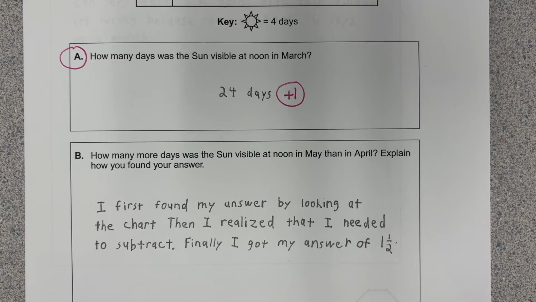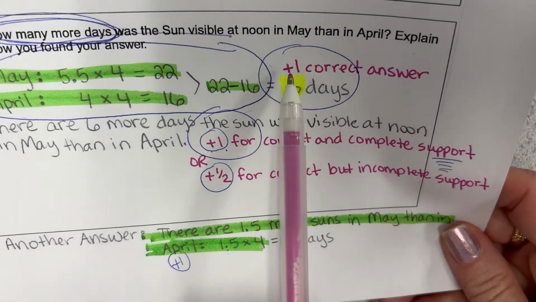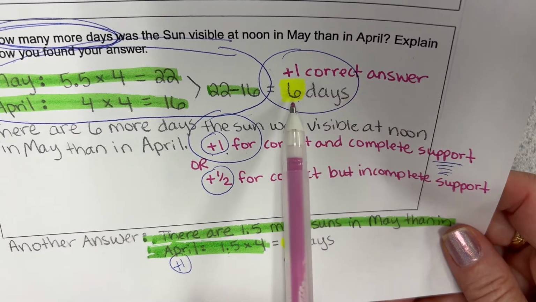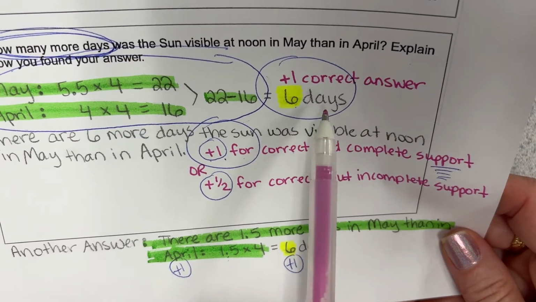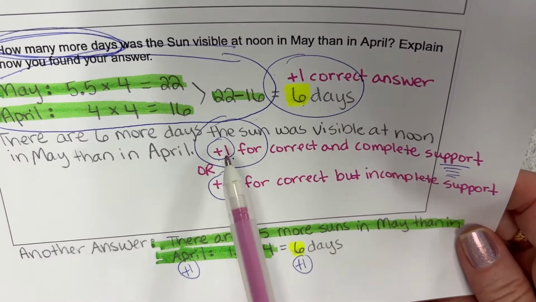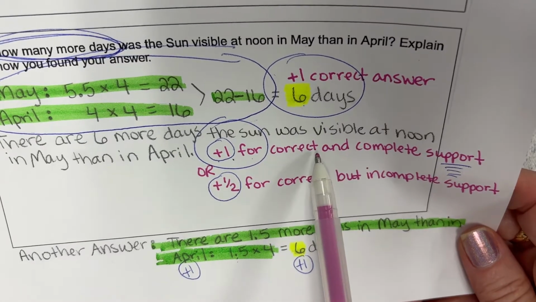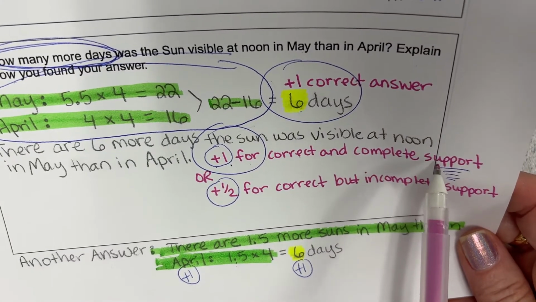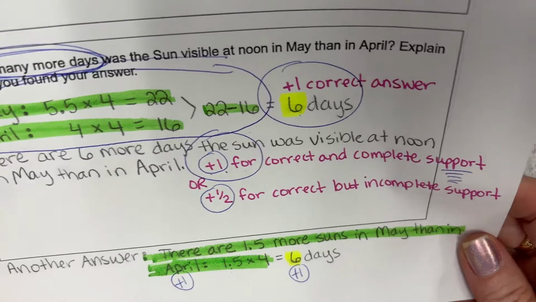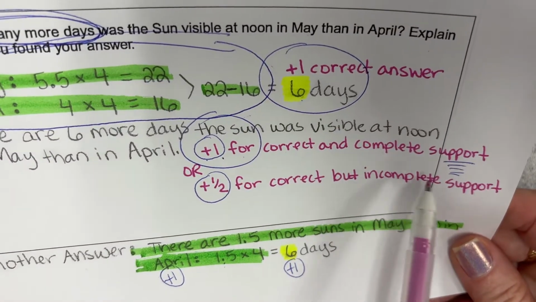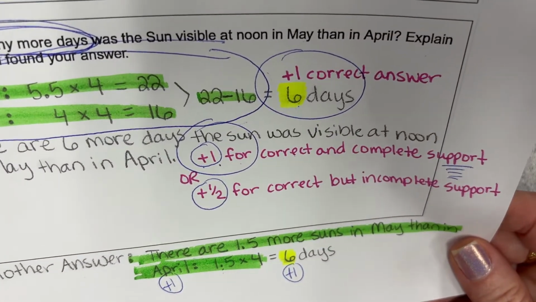So let me show you what the rubric is again. The rubric, they got +1 for having the answer of 6 days. And then the other point came for a correct and complete support. If they had correct but incomplete support, you could give them a ½ point.